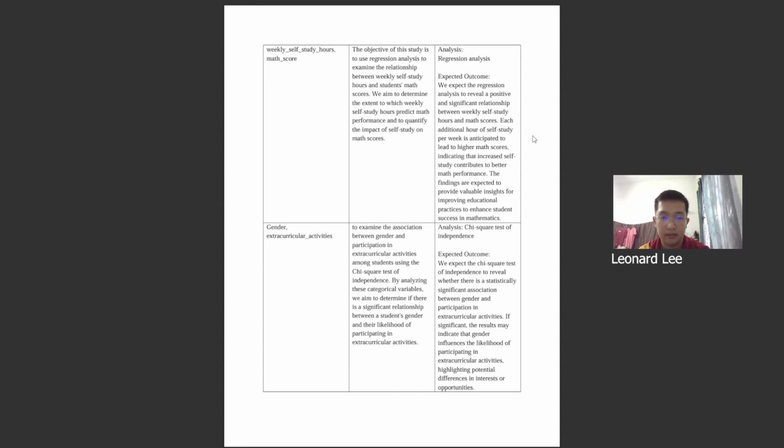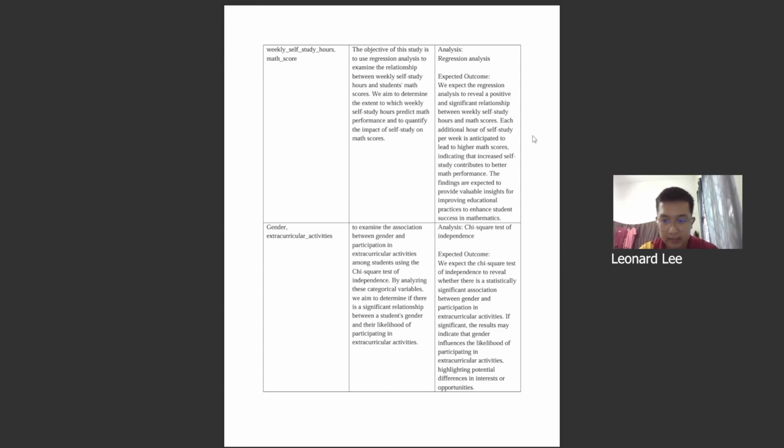in mathematics. As for the last test, which is chi-square test of independence, we use gender and extracurricular activities as our variables. We want to examine the association between gender and participation in extracurricular activities among students using the chi-square test of independence. By analyzing these categorical variables, we aim to determine if there is a significant relationship between a student's gender and their likelihood of participating in extracurricular activities.